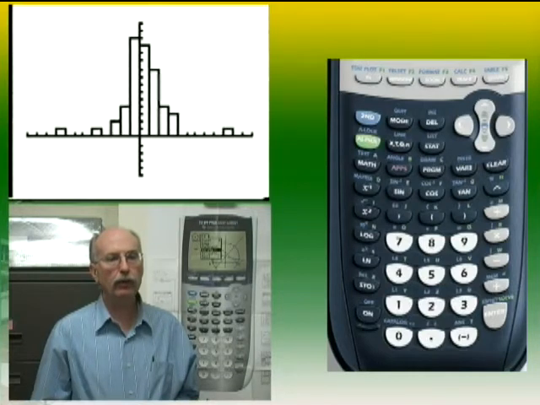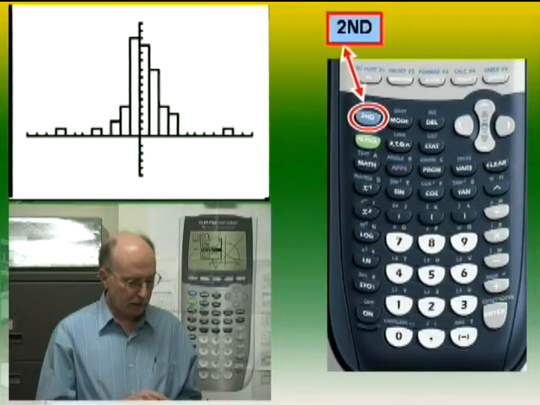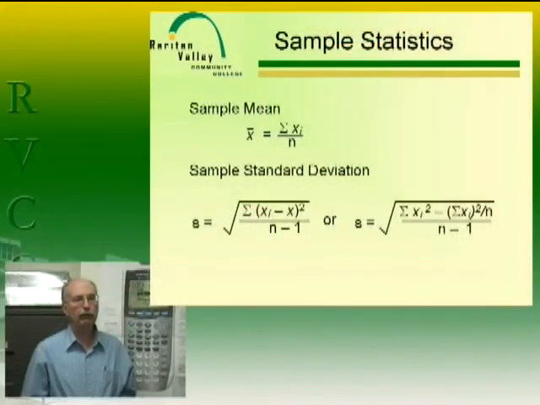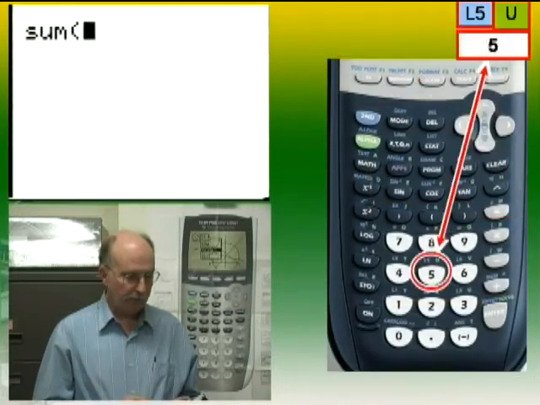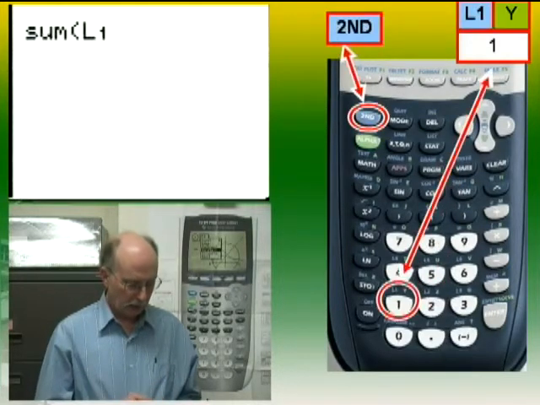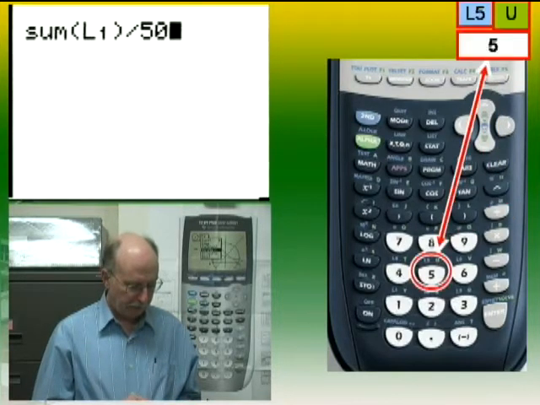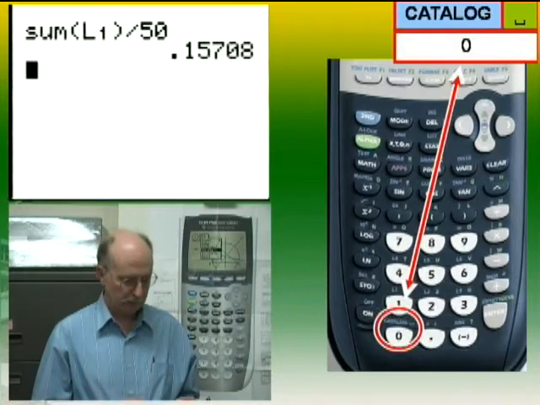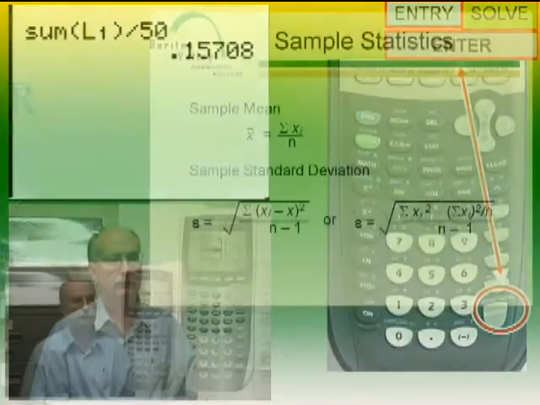The first thing we need to do is get the mean of all that data. So we'll go to our home screen by hitting second quit. And remember, our definition for mean was to add up all the values in L1 and divide it by the number of values. So we'll do that. We'll hit second list, scroll over to math, choose the fifth option, which is sum. We want to sum L1, so we hit second L1, closing parentheses, and we want that number divided by 50, which is the number of entries that we had in our table. Hit enter, and we can see that the mean is 0.15708.